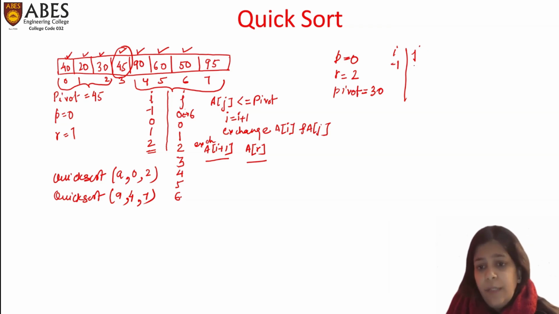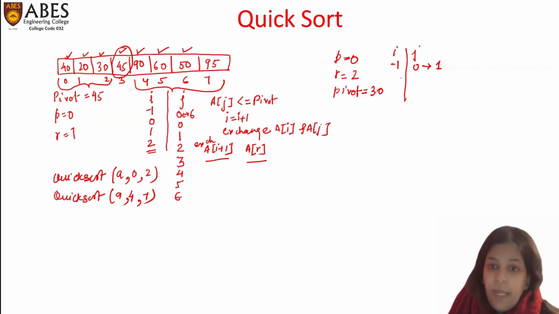And j will take up the values from 0 till the upper bound minus 1, because the value stored at the upper bound is the pivot, right? So j will take up the values from 0 to 1. Now let us do it again. First of all, j will have the value 0.